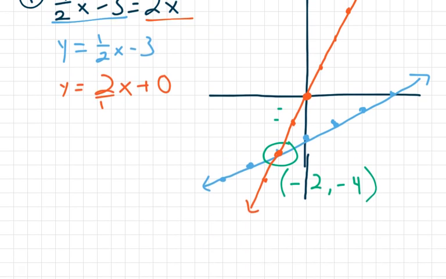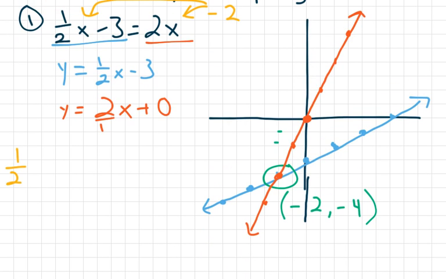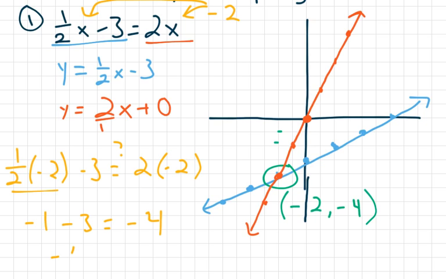Okay, so let's try that. So we got 1/2 times -2 minus 3. We're going to see if that's equal to 2 times -2. We're going to put a little question mark because we're not sure if it's equal yet. 1/2 times -2, half of -2 is -1, minus 3 equals 2 times -2 is -4. -1 minus 3 is -4, so -4 equals -4, which means our solution is -2. X equals -2. That is our answer.